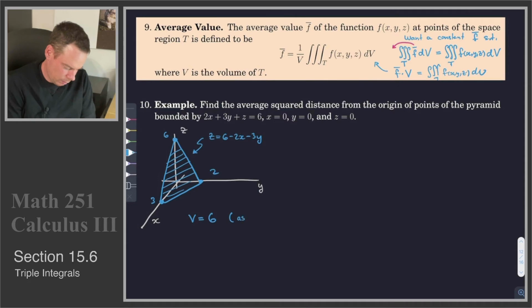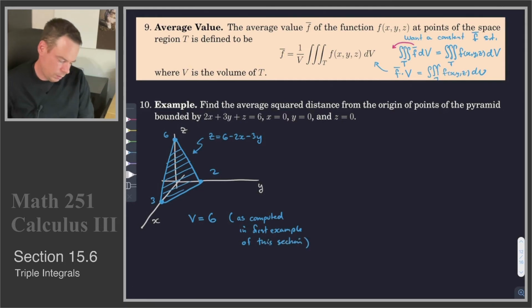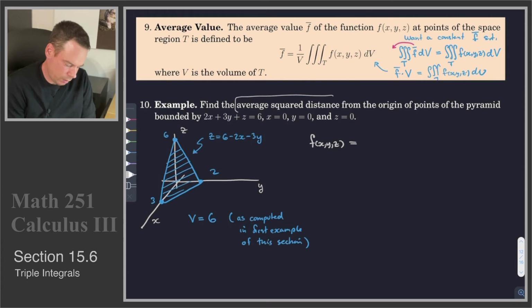This was computed in the first example of this section. And so now let's work out the average value of this particular function we're interested in. So what is the function? F of x, y, z is equal to the average squared distance. So our function is x squared plus y squared plus z squared. That's the one we're trying to find the average value of. So that's f bar. We compute it by 1 over the volume of the region we're interested in, and then we integrate over that region.